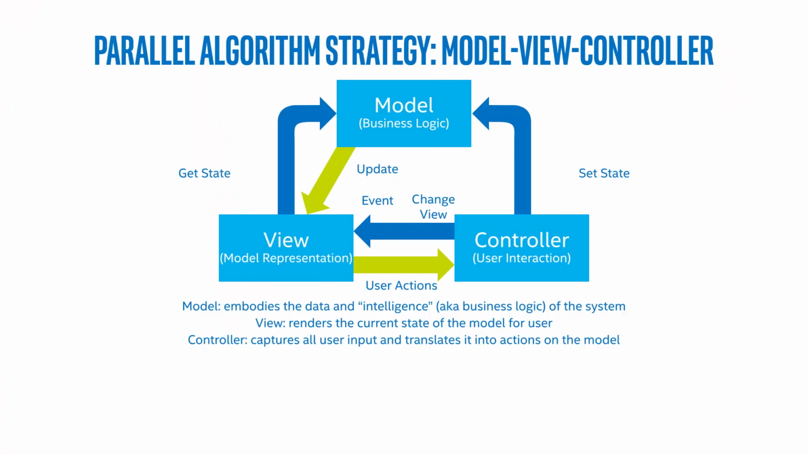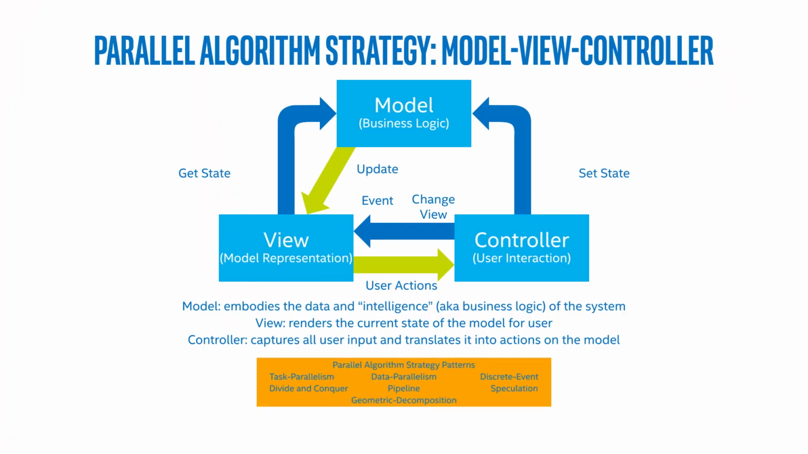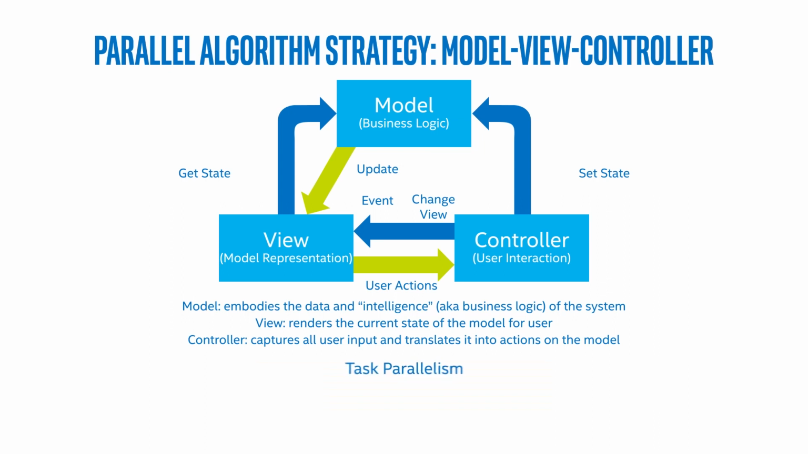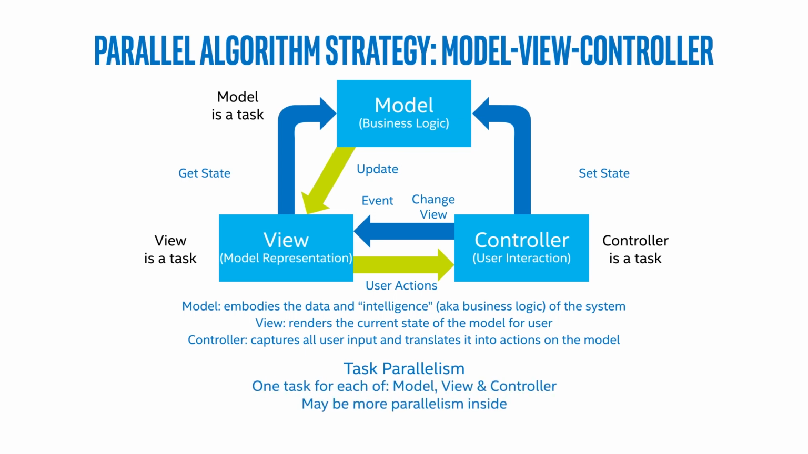Moving on to look at parallelism in the model view controller. What kind of parallelism strategy looks most appropriate here? Well, we see the model is naturally a task, the controller is a task, the view is a task, and how much parallelism is that? Well, that's just one task each, but there may be more parallelism inside.